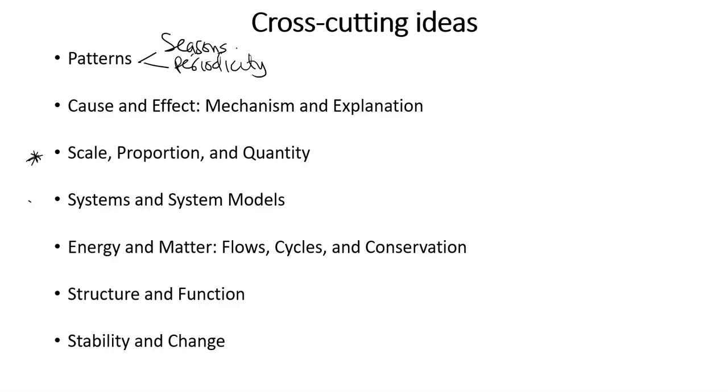We talk about systems and system models. So in physics, we can talk about a vehicle as a system. In biology, we can talk about a tree as a system. And we can draw models of each. We can draw models of trees in biology. We can draw models of cars in physics or in physical science. So systems and system models is a cross-cutting idea.